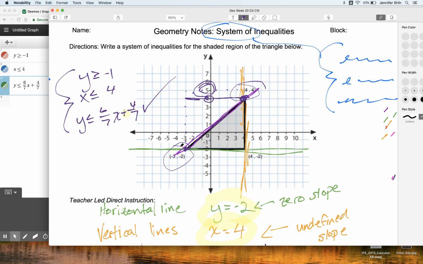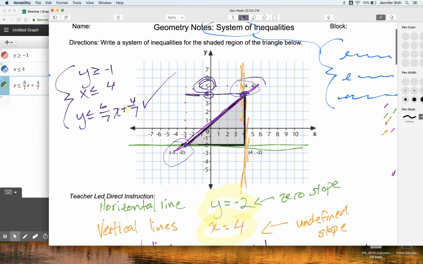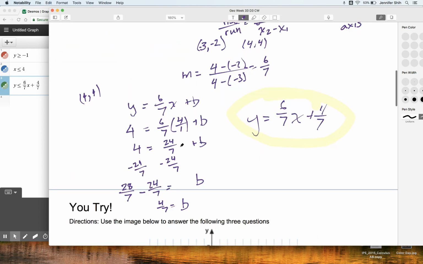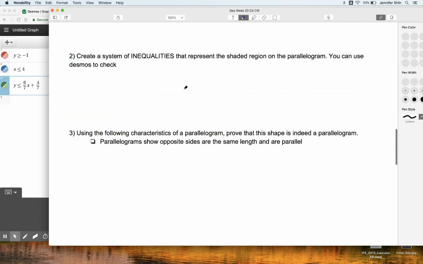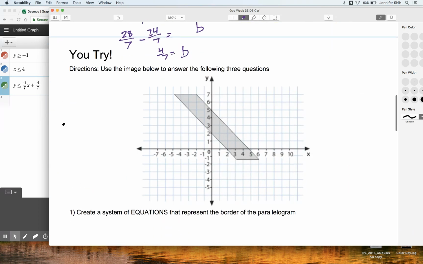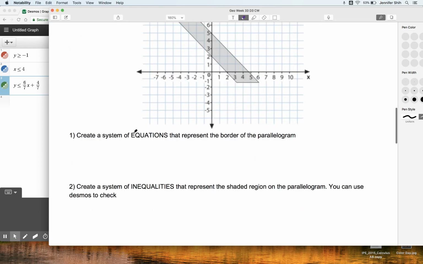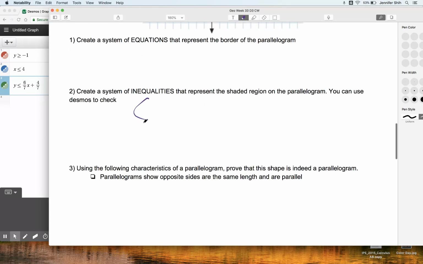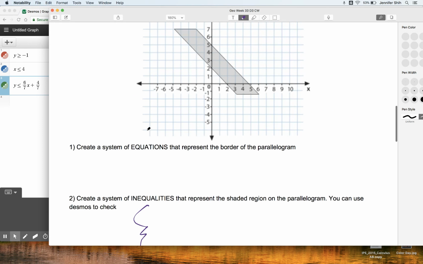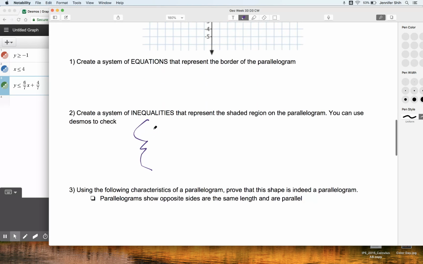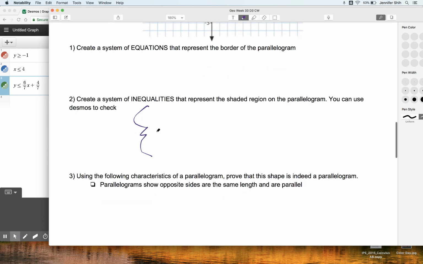Ta-da! I'm going to stop this video. I want you to try out the you try part, and then I will post the answer key. The answer key is important because this is actually how you do your project. So down here, once you find your system of inequalities, which I don't remember right away, actually, yeah, I'll post the answer key.